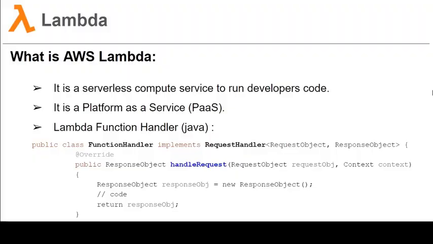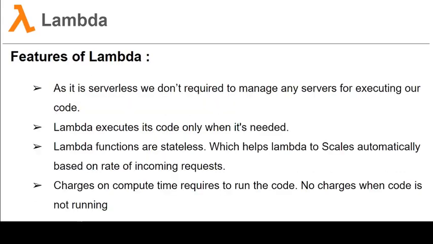Lambda function handler is basically a class which is created to handle Lambda requests and give responses. As we can see, the handler class implements RequestHandler with the overridden method handleRequest. We can add any type of object as a request input and a response output. So let's move further and see what are the features of Lambda.